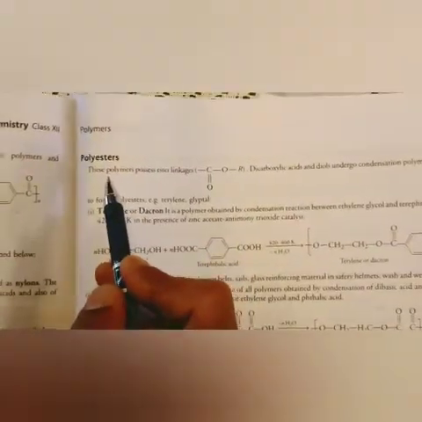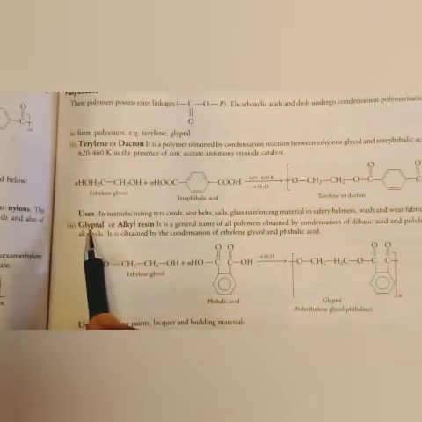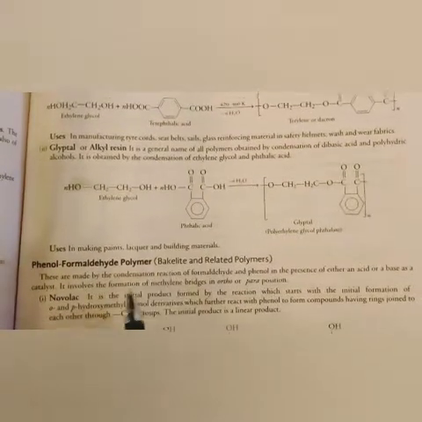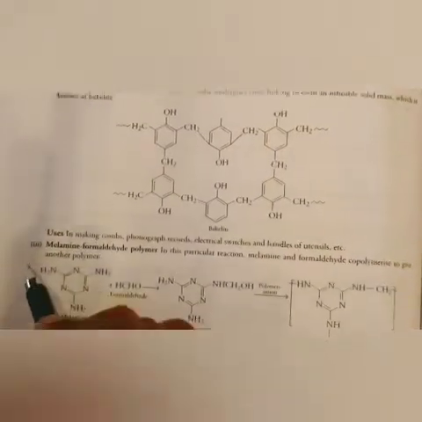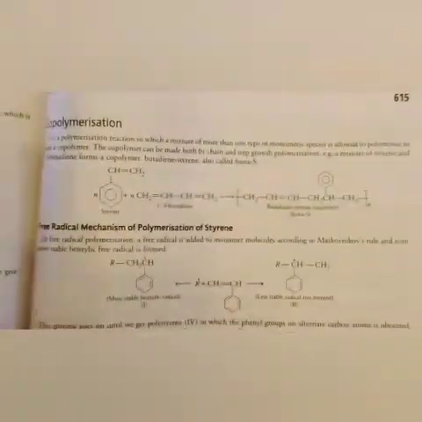Then we have polyester. Polyester is also a condensation polymer. Then we have glyptal or alkyd resin, or Bakelite. In Bakelite there is Novolac and Bakelite, and melamine. So these are some important addition and condensation polymers.